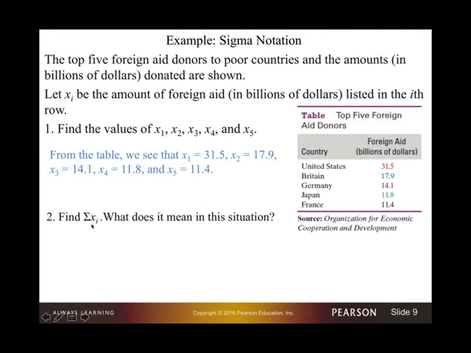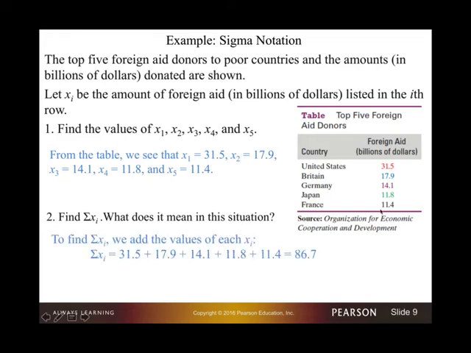And then find the summation of the xi here. It means we want to add up all the values. Okay, so just add it up. You could get 86.7. And what does it mean in this situation? After you find the total, it means the total donated is going to be 86.7 billion.